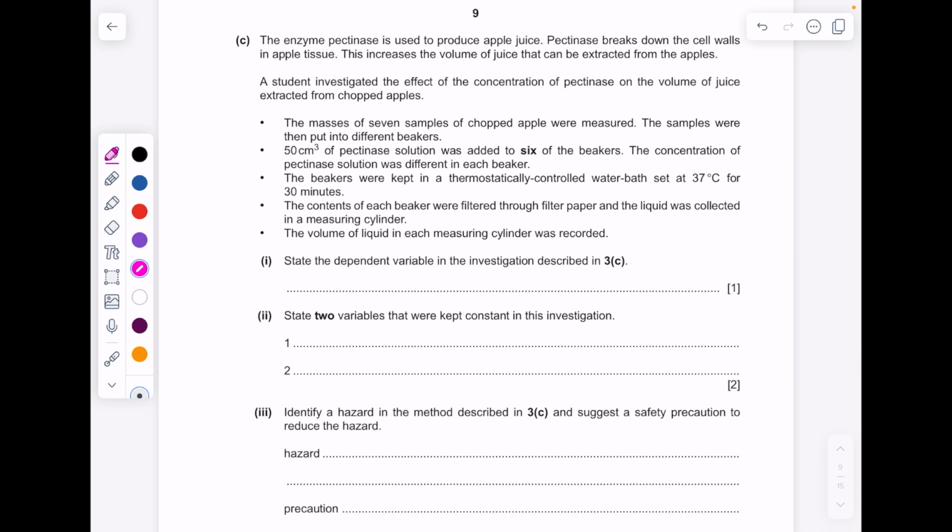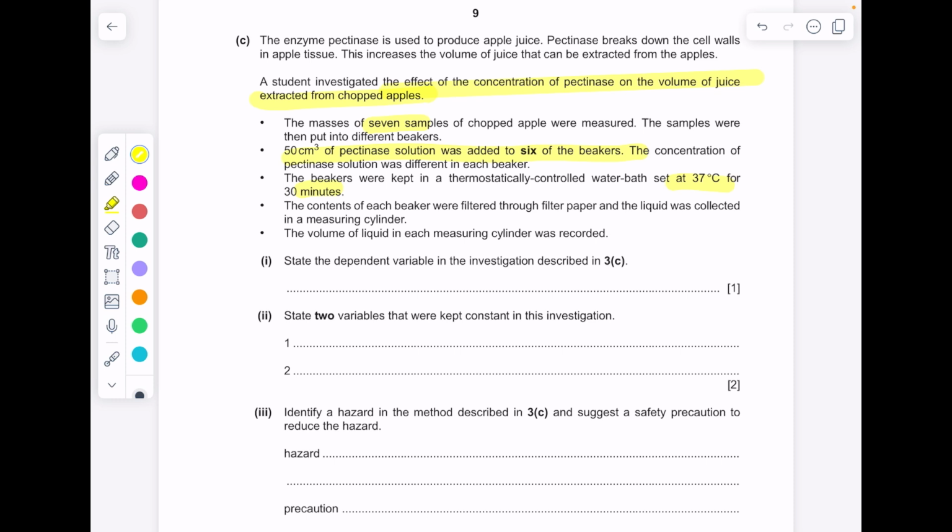The enzyme pectinase is used to produce apple juice. Pectinase breaks down the cell walls of apple tissue. This increases the volume of juice that can be extracted from the apples. A student investigated the effect of the concentration of pectinase on the volume of juice extracted. The masses of 7 samples of chopped apples were measured. The samples were then put into different beakers. 50 centimeters cubed of pectinase solution was added to 6 of the beakers. The concentration of pectinase solution was different in each beaker. The beakers were kept in a thermostatically controlled water bath set at 37 degrees for 30 minutes. The contents of each beaker were filtered through filter paper and the liquid was collected. The volume of liquid in each measuring cylinder was recorded.